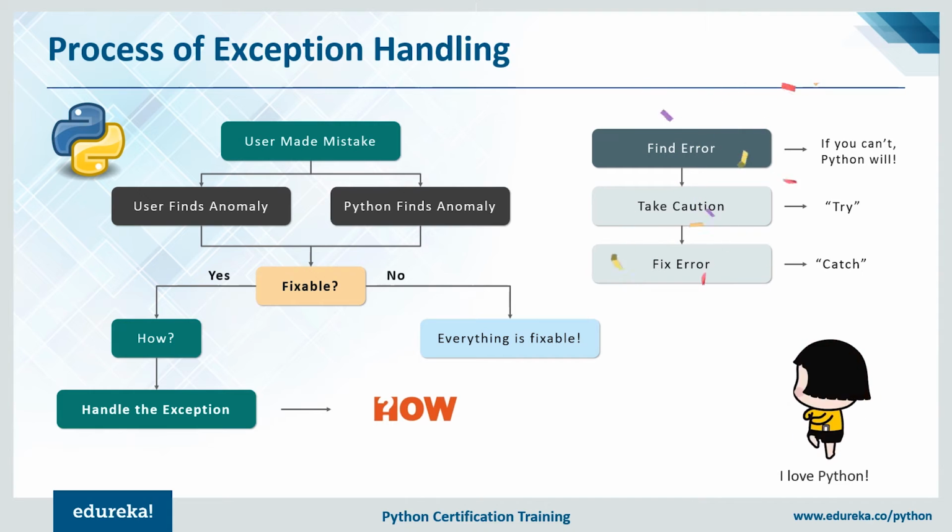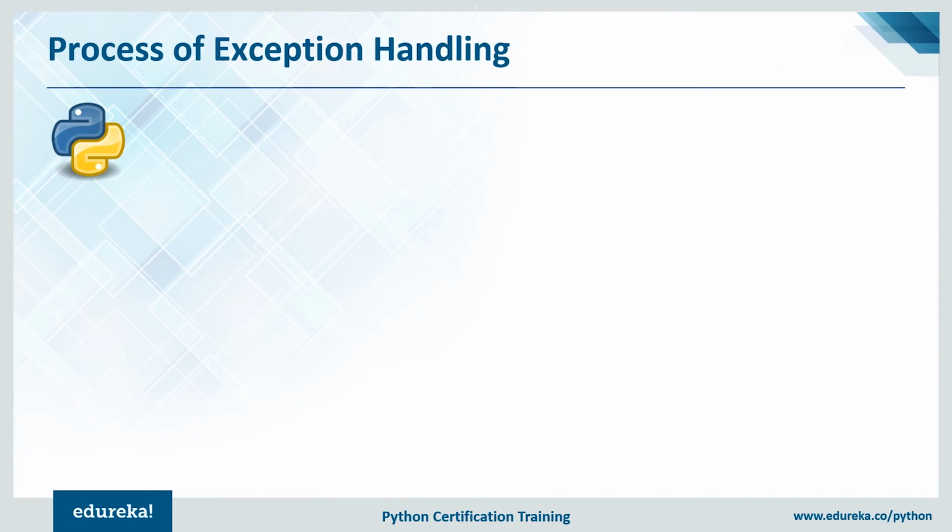Check out the image on the right side. So we need to first find the error. If we cannot do it, Python will find out for us. Well, next is to make sure you take caution while coding if you think that there is going to be an error in that particular piece of code. Well, remember the word try at this point, alright? And later we'll actually fix the error and we call this as catch. Just remember the keywords for now and we'll be walking through these in detail in the following slides. In fact, let us begin by checking it out right now.